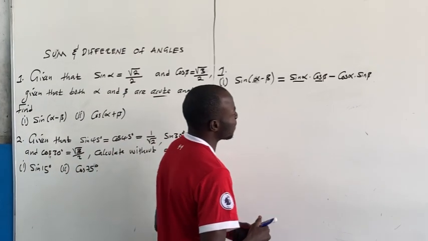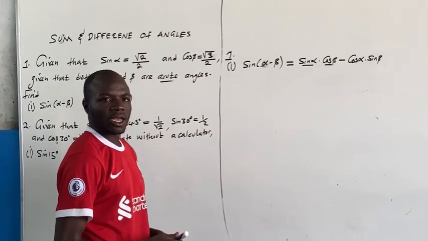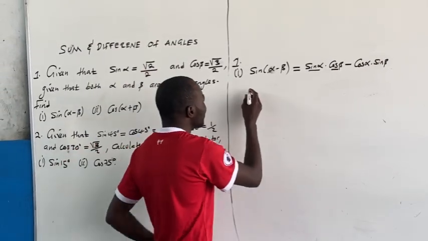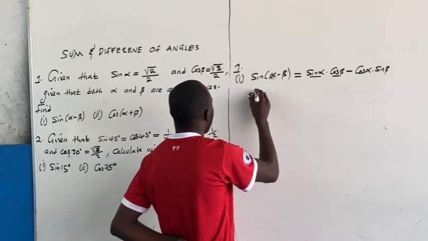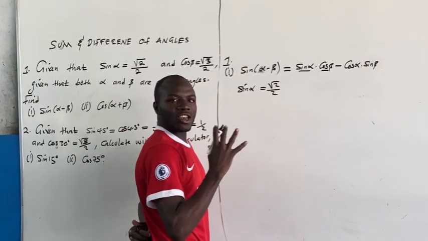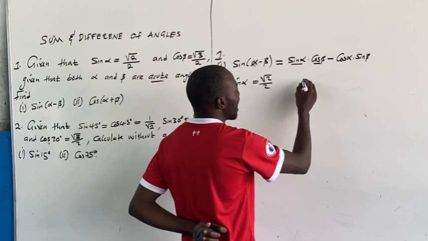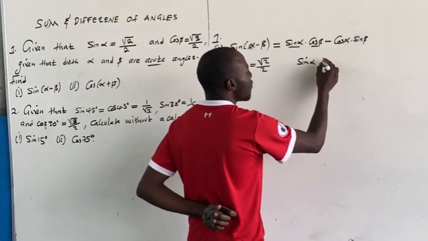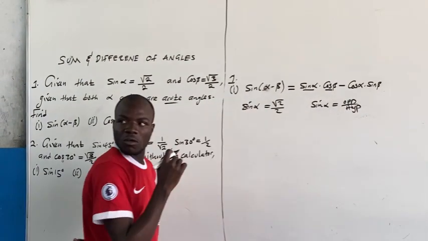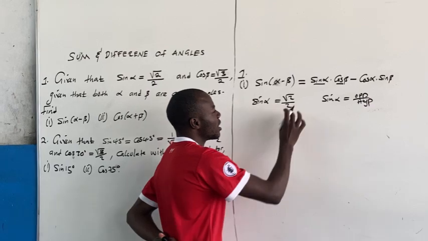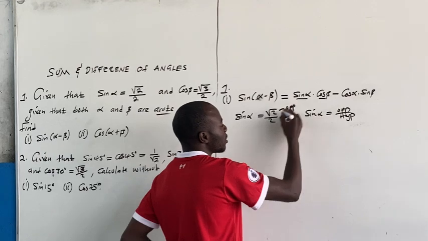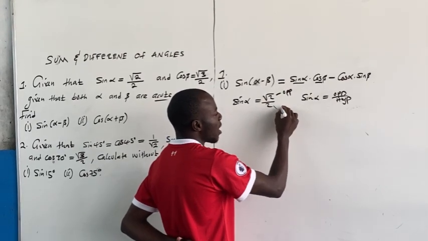The first one is the use of triangles. You can come up with a triangle. For example, here, since sine alpha is square root of 2 over 2, from SOH CAH TOA we know that sine alpha is opposite over hypotenuse. So the top number here, the numerator, is our opposite. Then the bottom here is our hypotenuse.